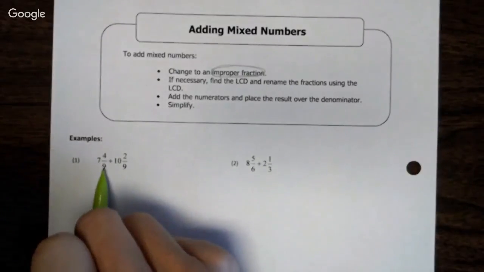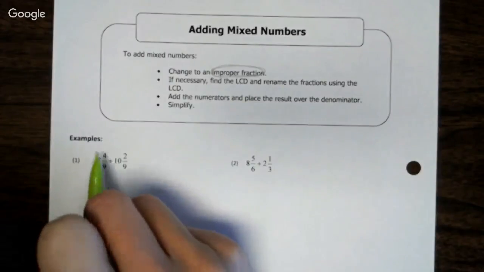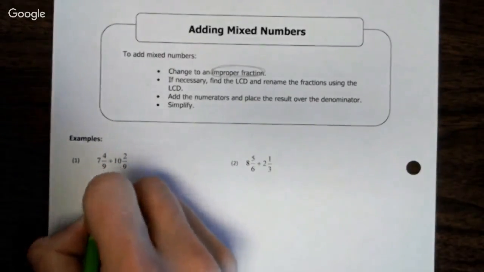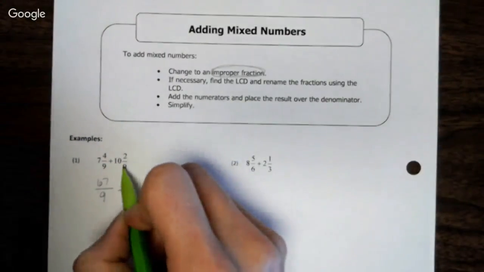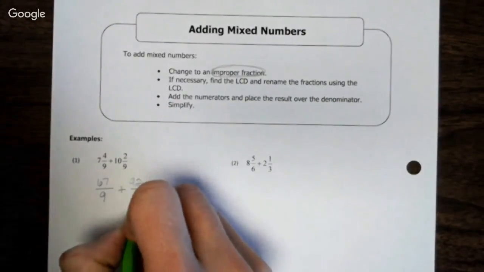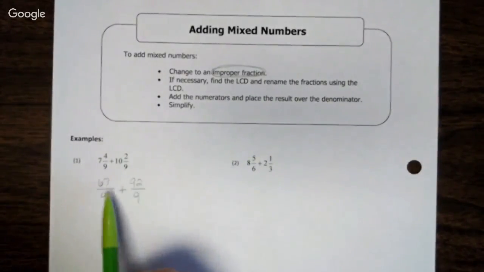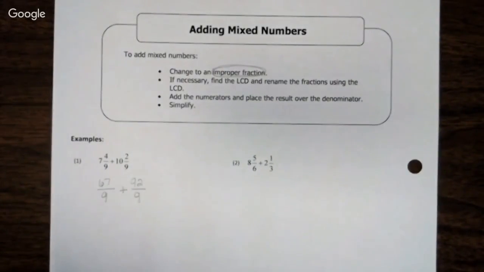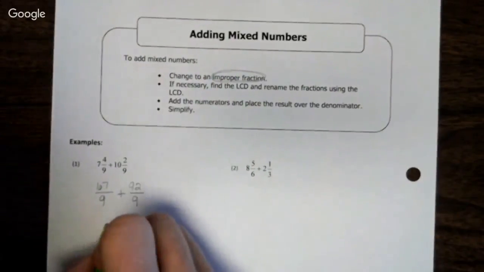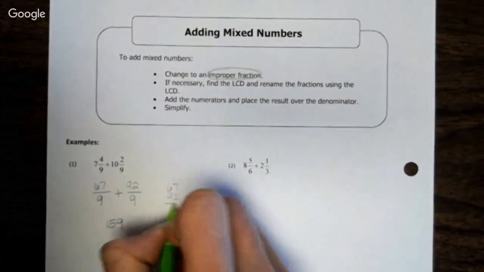Now, remember to do that, we're going to take the denominator times the whole number. So 63 plus 4 is 67 over 9. This one is 9 times 10 is 90, plus 2 is 92. Already a common denominator, so all we have to do is add the two numerators. So I'm going to do 67 plus 92 is 159. If you need to do that over on the side of the paper, that's totally cool.